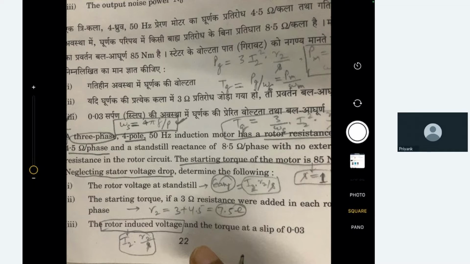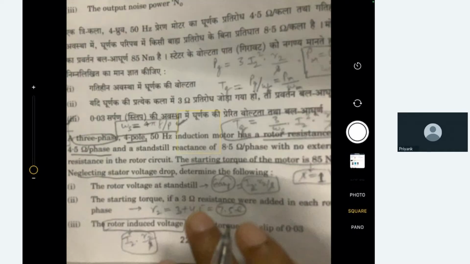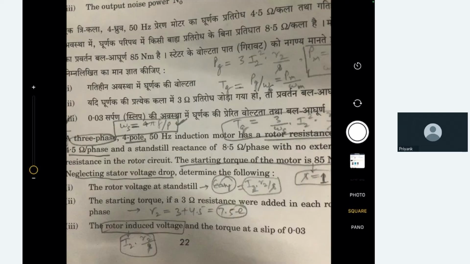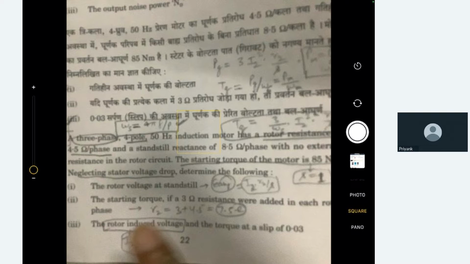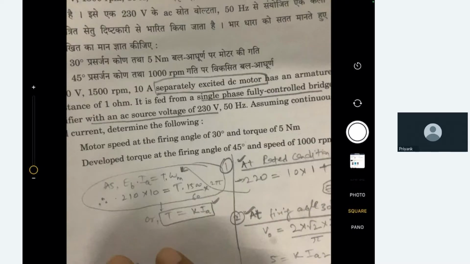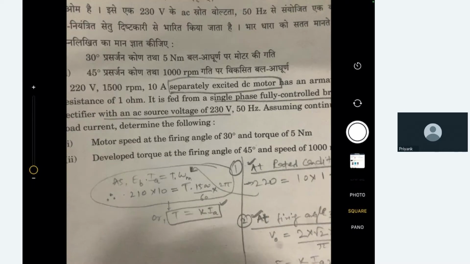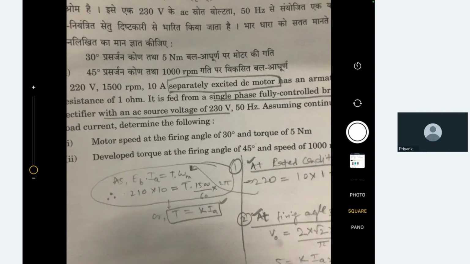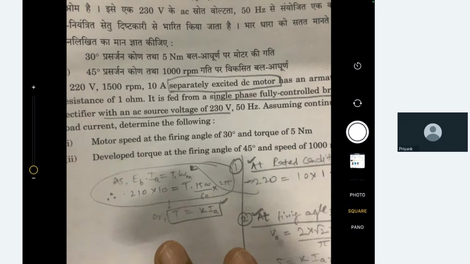Yeah. If we draw the equivalent circuit from that diagram, it is directly coming. It is the direct application. And the third part is also very easy. It is about a separately excited DC motor, and we have to find out at rated condition. It is from electric drive, and it is a very easy question. Repeatedly they are asking. So if you want, we will discuss it or we will leave it.